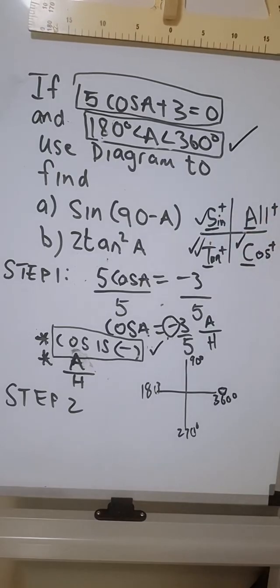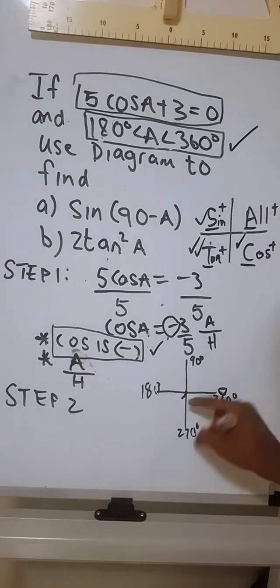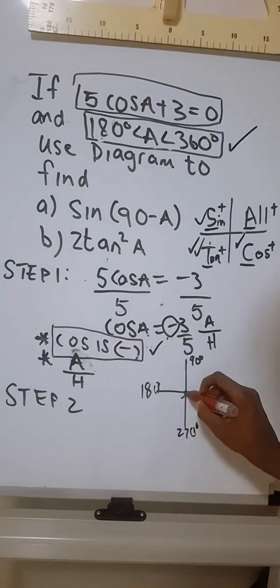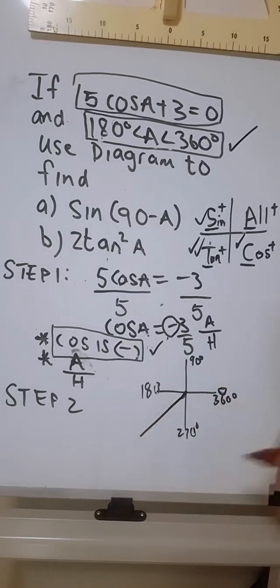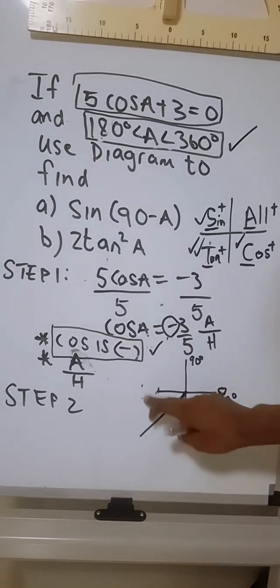So that means our diagram is going to lie where? It is going to lie in the third quadrant. So what we do is we draw what we call a terminal arm. All right, we draw a terminal arm in that quadrant.